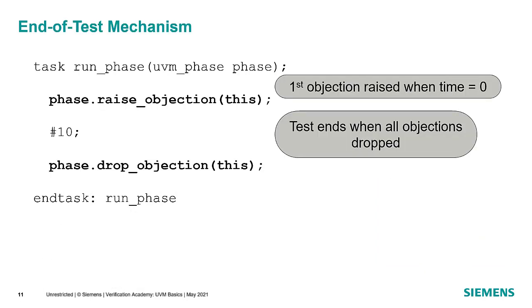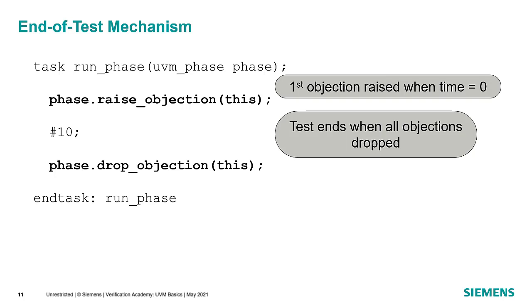Inside of the run phase is where we do the interesting things. So in order to control the test, to be able to start and stop things, we use what we call objections. We have to raise at least one objection at time zero. So in the run phase, we'll raise the objection, and raise_objection is a method of the phase argument. So we're going to raise an objection in the run phase here, and then we do whatever it is we need to do. In this case, we're just going to wait for 10 time units, and then we drop the objection when we're done. So when all of the objections that were raised during the run phase are dropped, that's when the run phase ends.